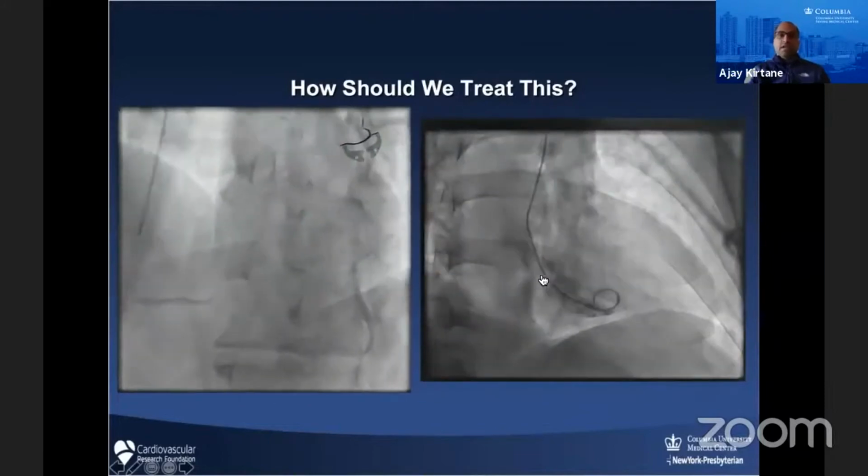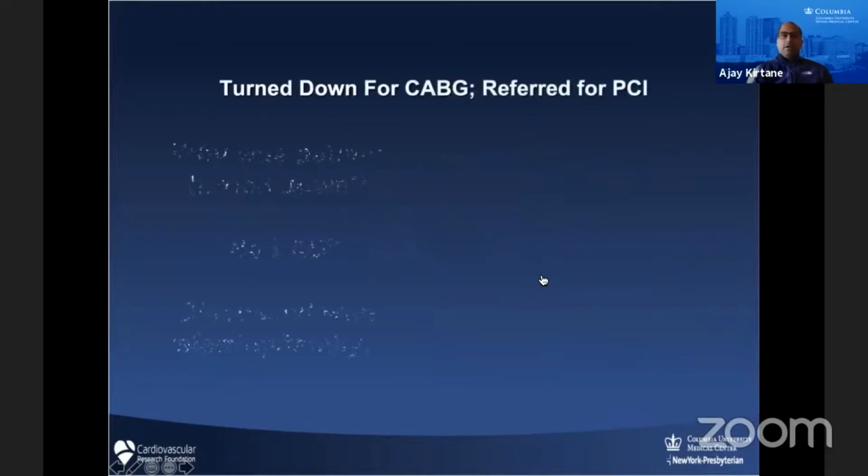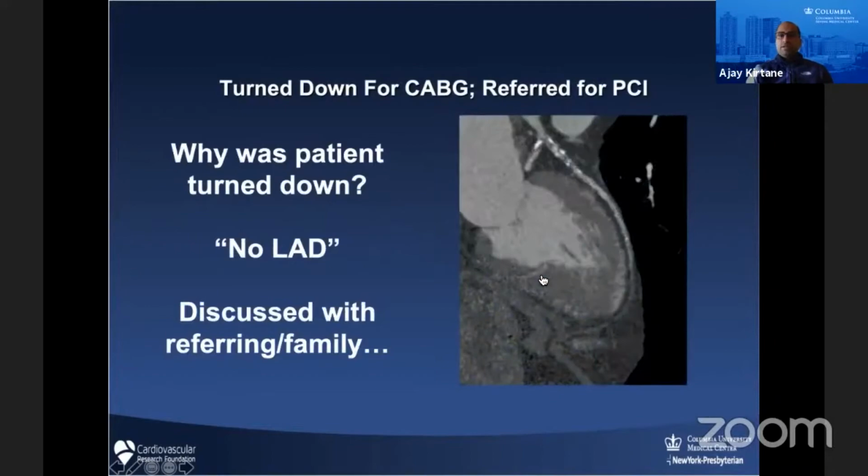So the first question I asked is, why was the patient turned down for surgery? And the reason the patient was turned down for surgery is they felt that there was no adequate LAD target for the LIMA. That to me seemed a little strange. And so what we did is we did a CTA showing there's an LAD there that's a reasonable target, and the patient went for bypass surgery.